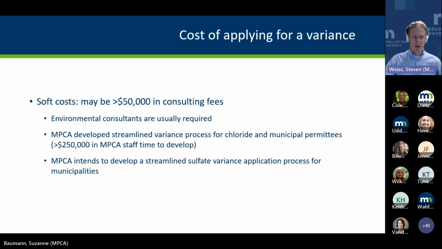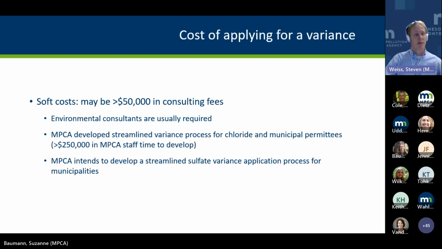There is a cost associated with applying for a variance. The hard cost is $10,850, and these costs are laid out in Minnesota state rules. There are also some soft costs that could be associated with facility planning or compiling the information necessary to determine eligibility and build the variance in the permit. In situations where treatment costs have not yet been determined, these could easily exceed $50,000 in consulting fees.